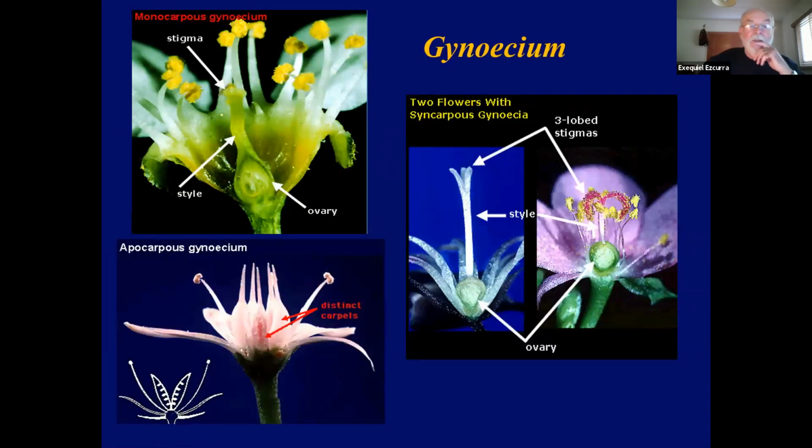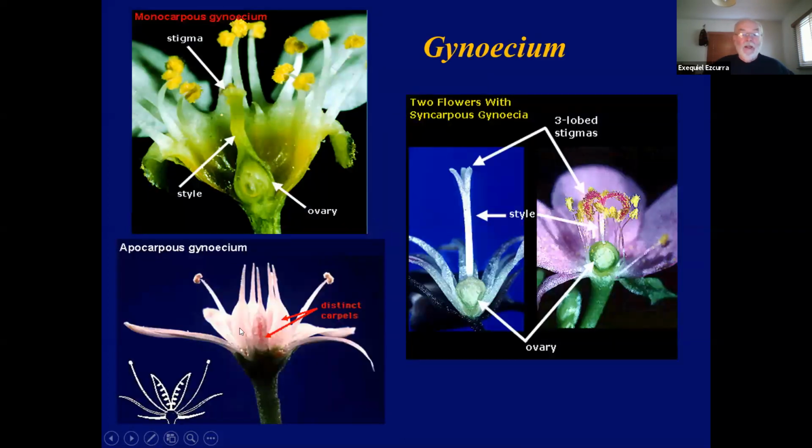Here we have a typical ovary with a style and a stigma. And the ovary has only a single locule, a single space inside, and is formed by only one transformed leaf. It's the simplest ovary possible, one transformed leaf forming a single ovary. And that is known as a monocarpous gynoecium, monocarpous, single fruit gynoecium.